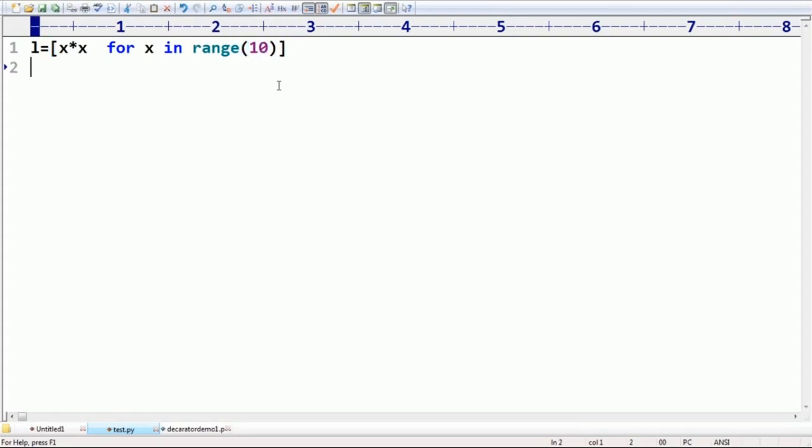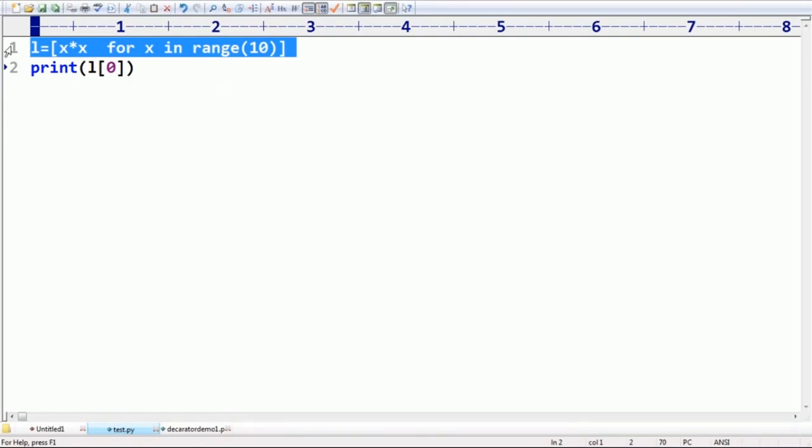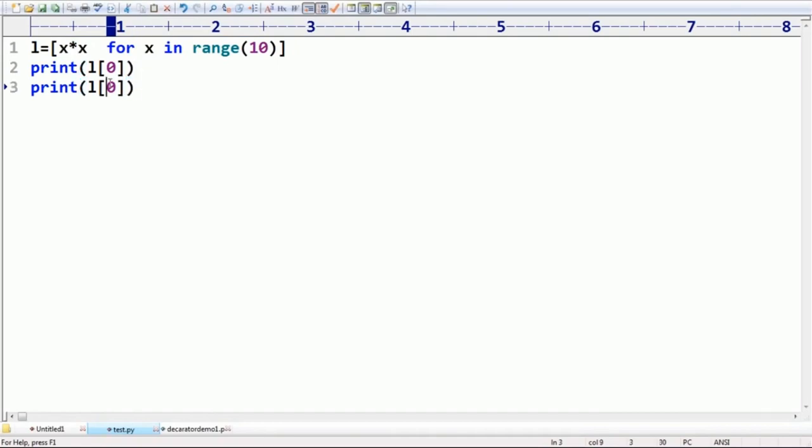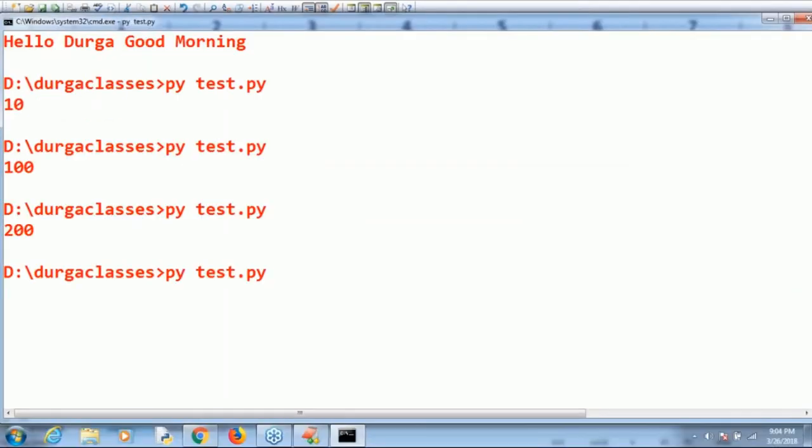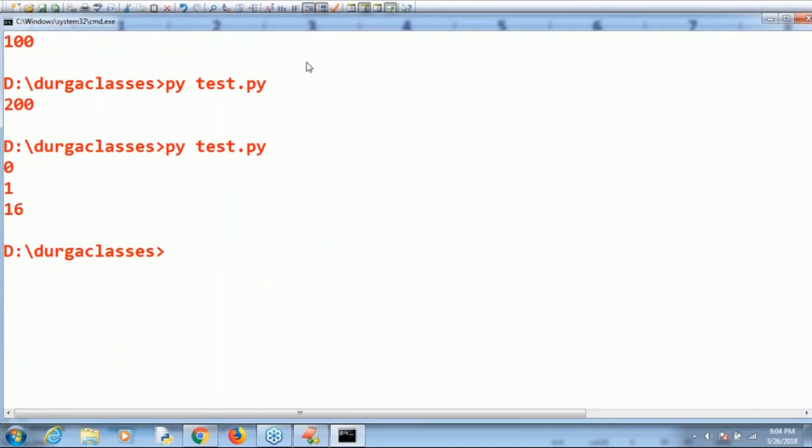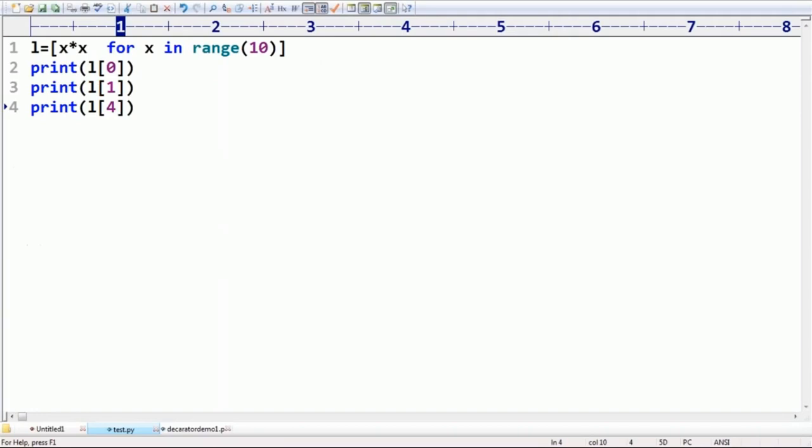Can you please tell me, if I print L of 0, what answer are we going to get by default? Does anyone remember this concept? This one is nothing but list comprehension. L of 0 is 0. L of 1 is 1. These are squares. L of 2 is 4 by default. Wonderful, sir. What is the answer? 0, 1, 16. What happened, man? Today my Python has gone wrong.